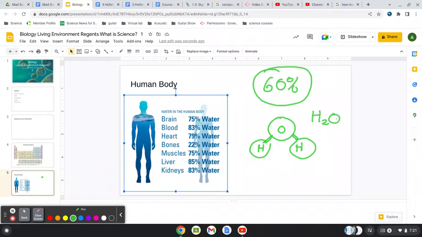So as you can see, the brain is 75% water. Our blood is 83% water. We are made of water. Very essential for us. So in the next video, I'm going to talk about the different types of compounds, and we're also going to talk more about the significance of carbon and get into complex carbohydrates. That's in the next video.